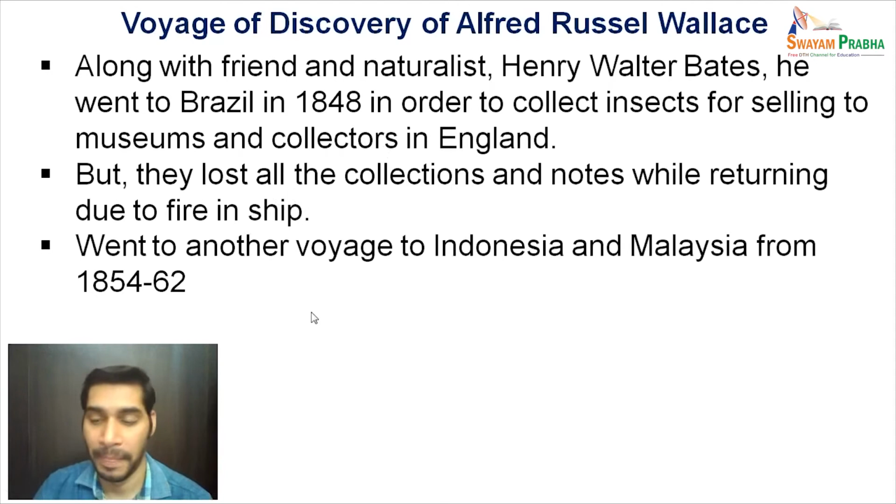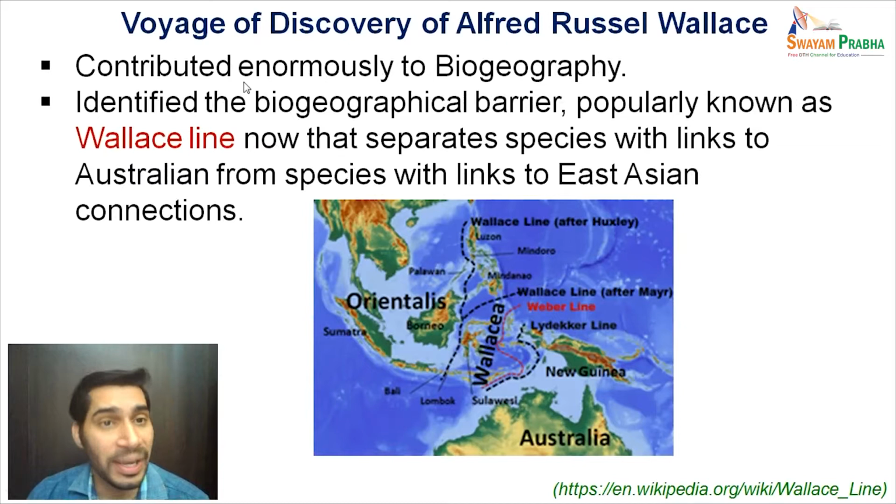Wallace is well known for his enormous contribution in the field of biogeography. He identified a biogeographical barrier which is now popularly known as the Wallace Line. The name Wallace Line was given by Huxley, though Wallace identified this line. This Wallace Line separates species with links to Australia from species with East Asian connections.